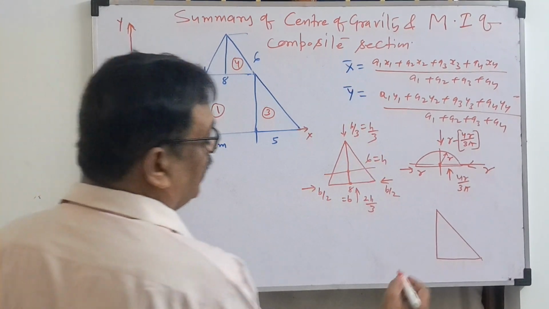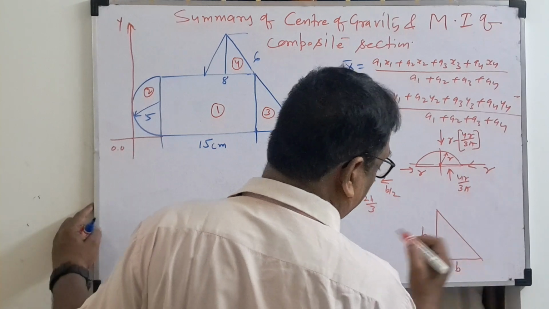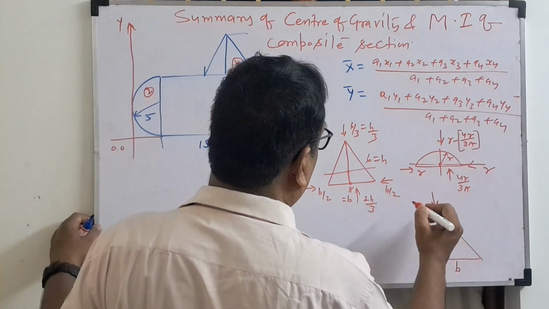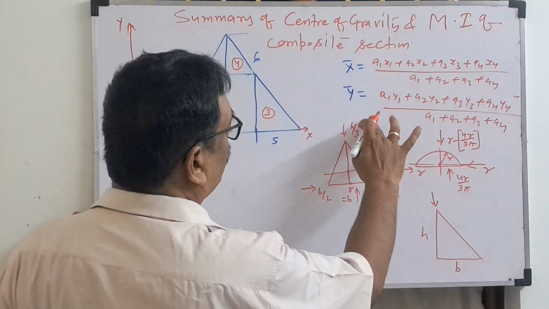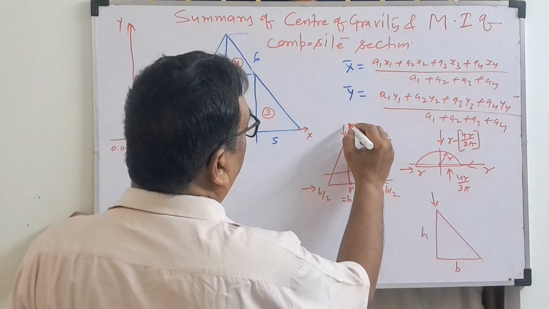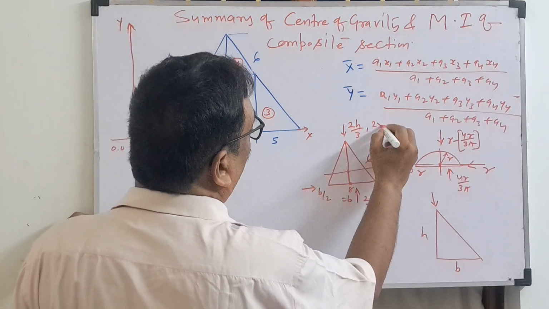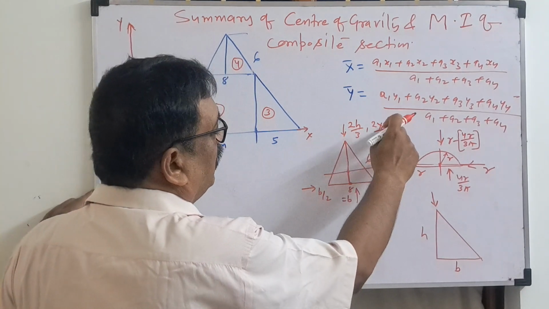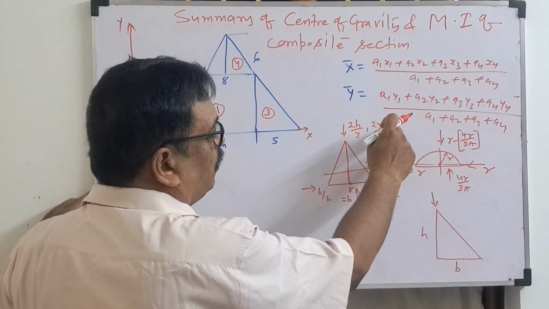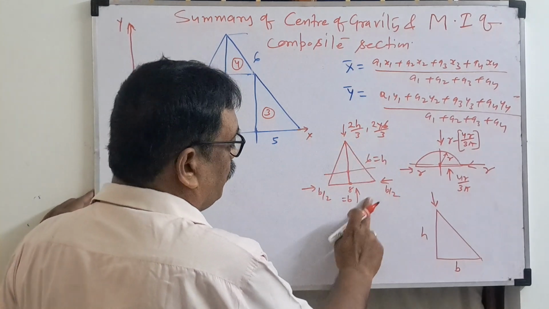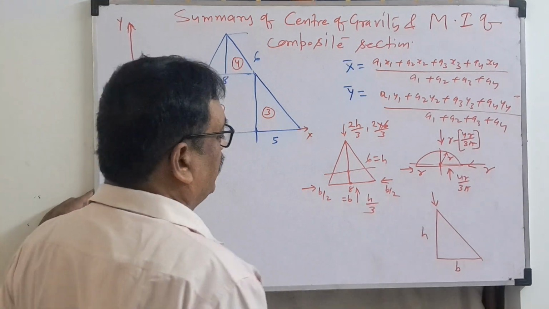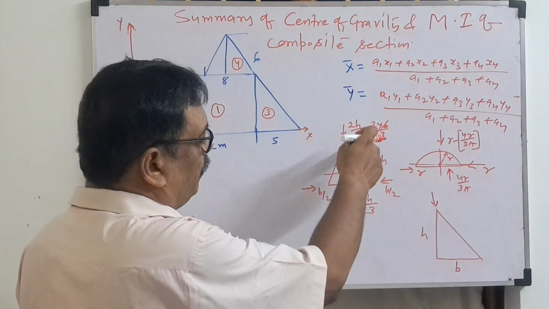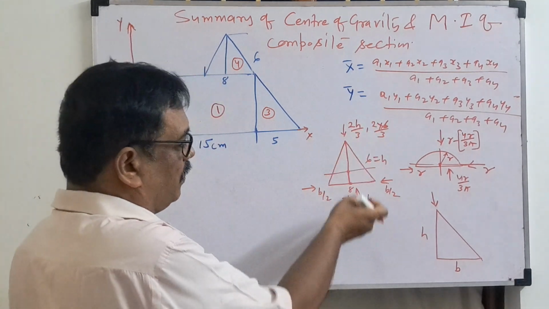If this is a right angle triangle, this is height h and this is base b. Now look here. From the top it is 2h by 3, that means 2 into 6 by 3. How will we know? See, this distance is bigger. So 3 into 2 is 6, and 4 plus 2, so this is h by 3. Sorry, think here: if you are seeing from the top, it is 2h by 3 for the upper section, and the bottom section is h by 3.